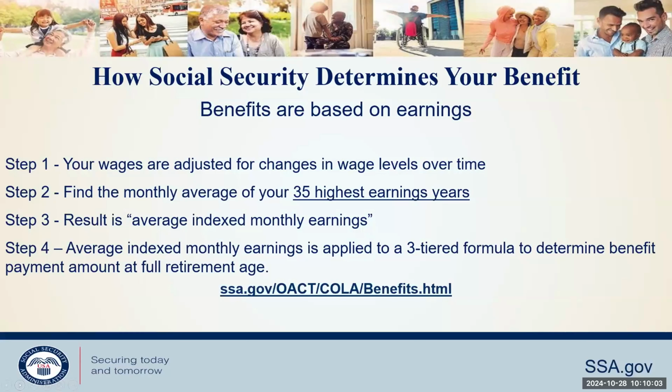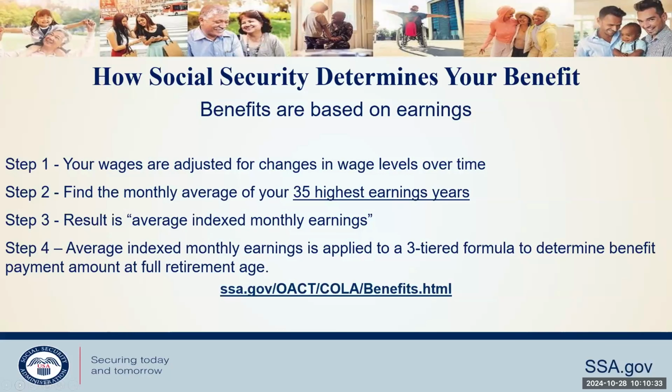Once we have that number, we put it in this 3-tiered formula. Now, when I do the retirement-specific seminar, I'll break that down into examples. You can see the formula, but for today, just letting you know, we take your top 35 years of averaged indexed earnings, find that average, and then we put it into a 3-tiered formula to determine someone's Social Security retirement benefit amount at full retirement age.